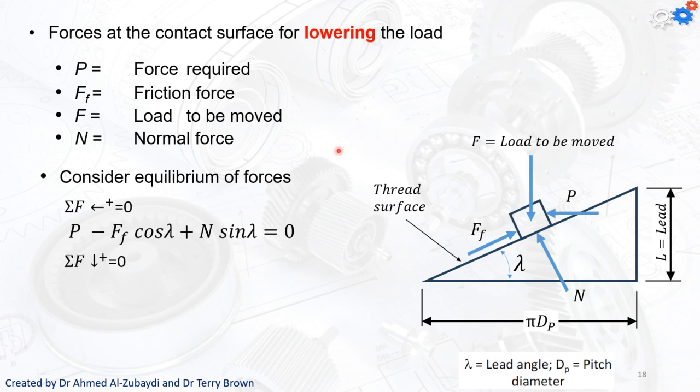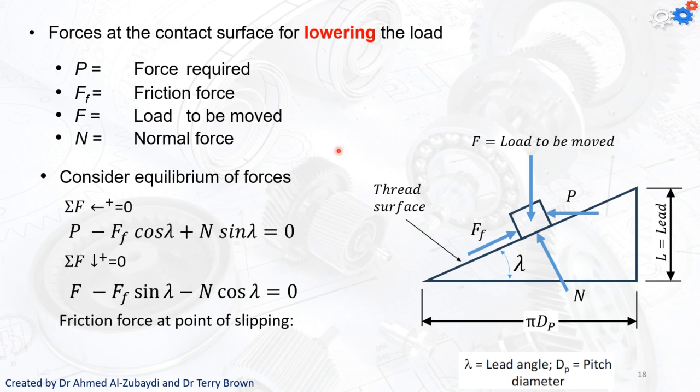Now, for the y direction, we're going to do the same thing. And obviously, we can see that the load to be moved downward is going to be minus the friction force sine of lambda minus the normal force cosine of lambda equal to 0.